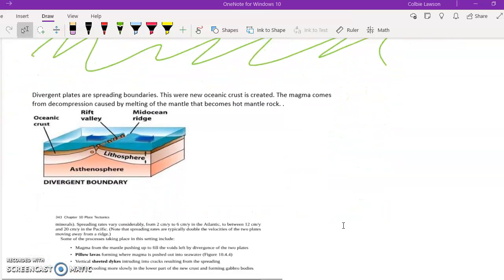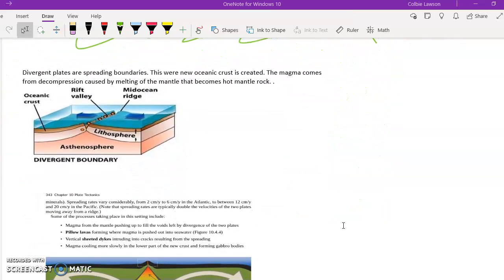So now let's get into divergent plates. Divergent plates are spreading boundaries. This is where new oceanic crust is created. The magma from decompression that's caused by the melting of the mantle becomes the hot mantle rock. And this is a picture of it. As you can see, this is the asthenosphere, the lithosphere, and the plates are moving apart, which causes rift valleys and mid-oceanic ridges, which we'll get to later.